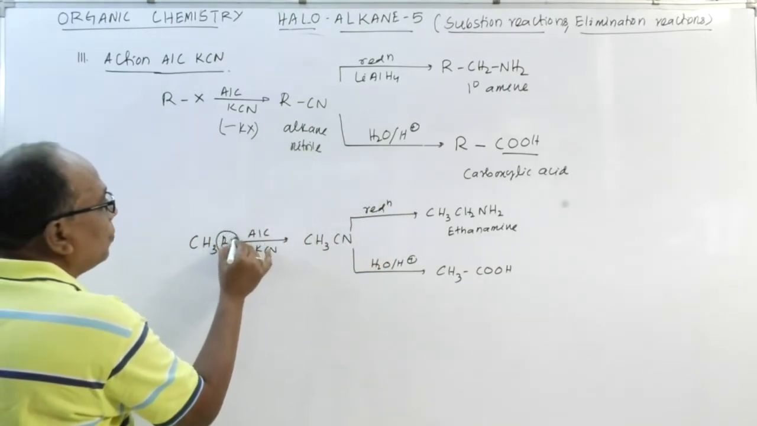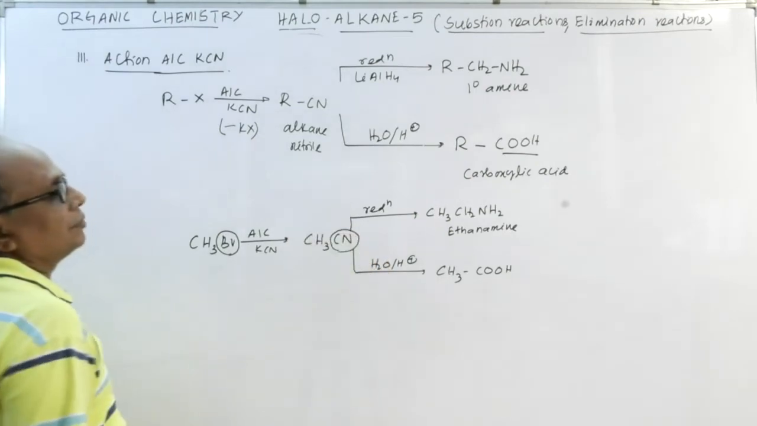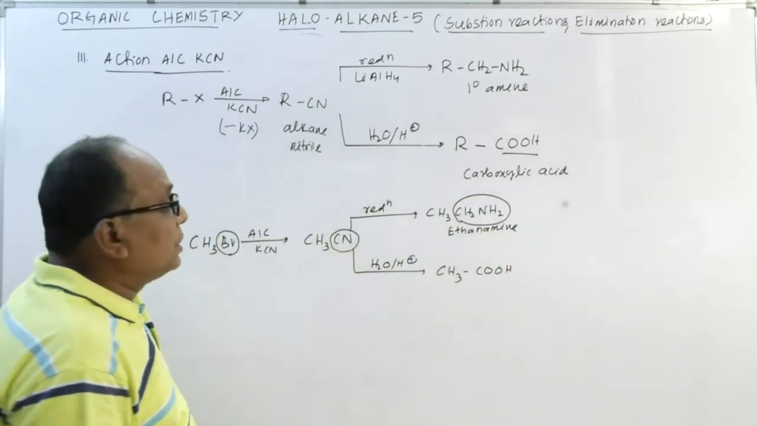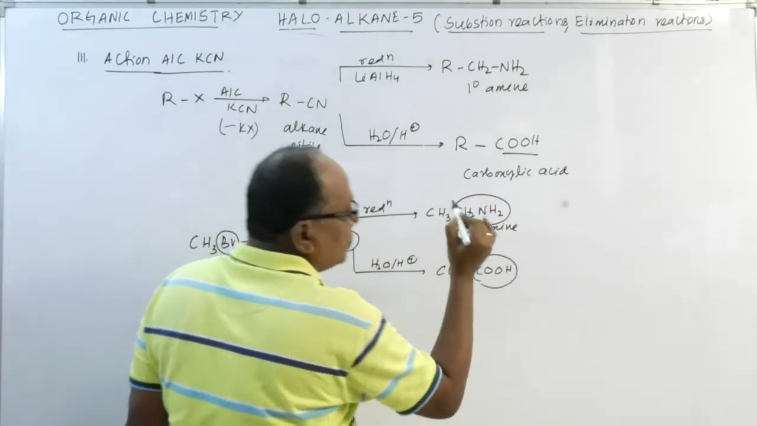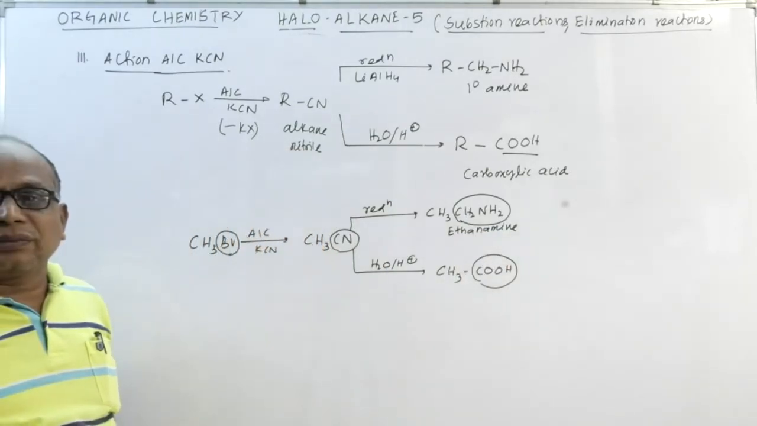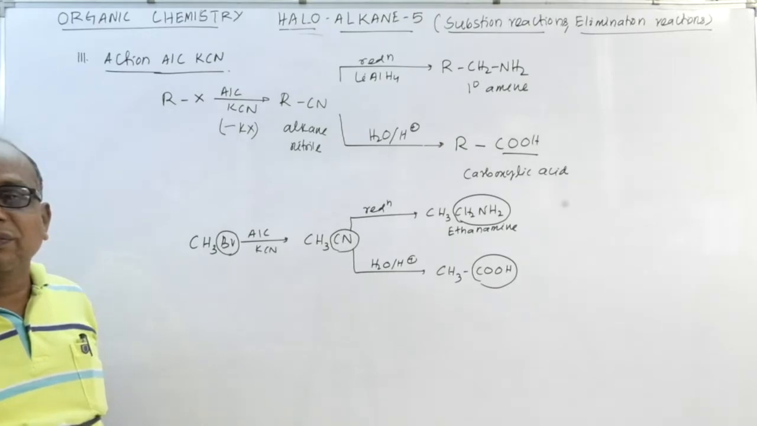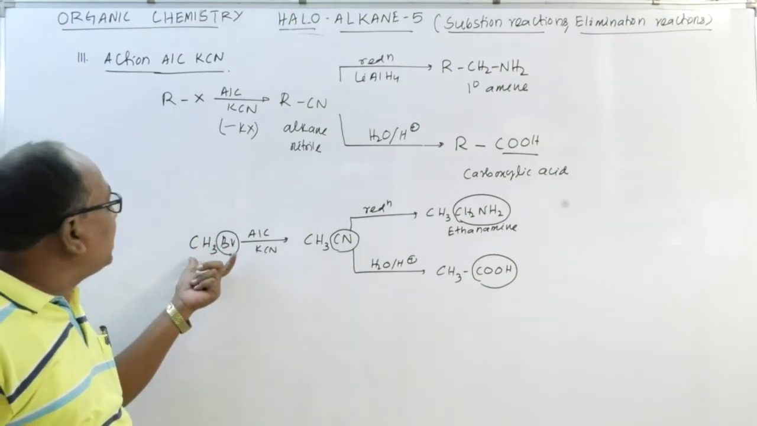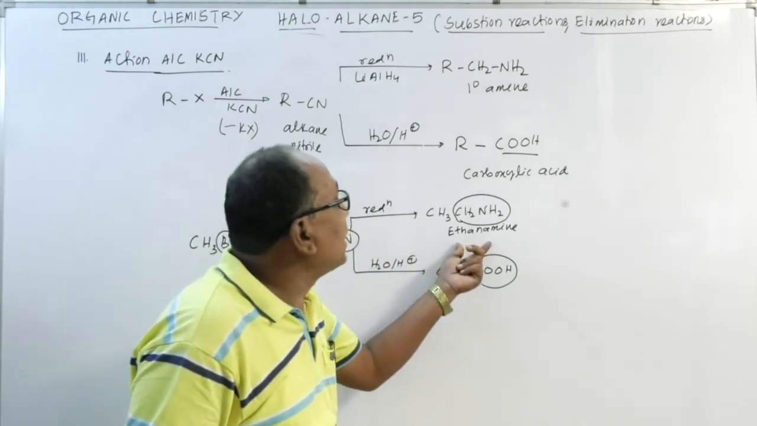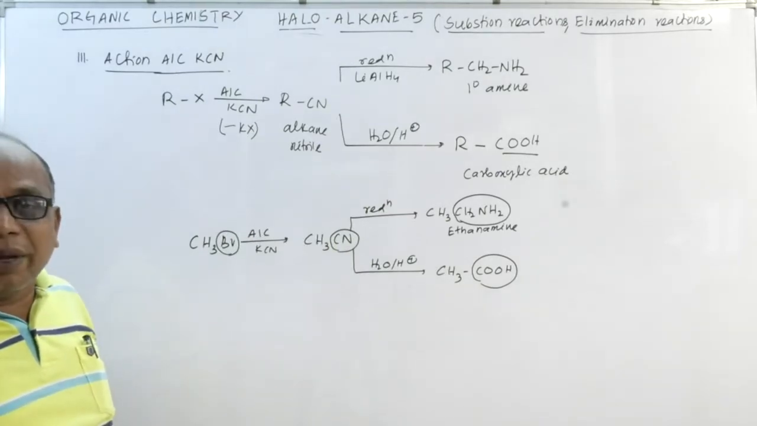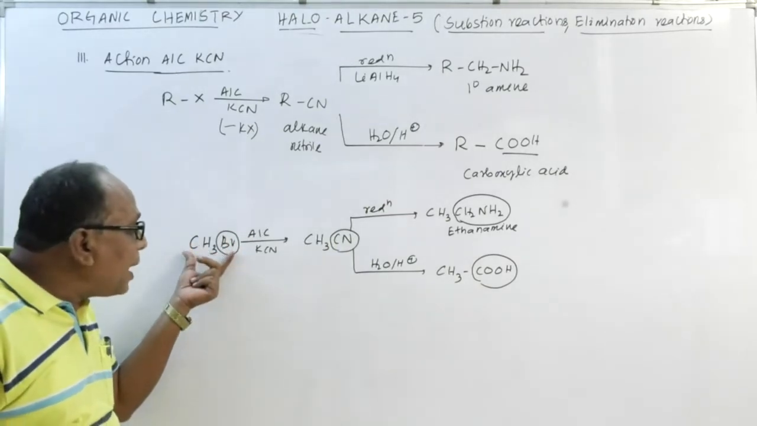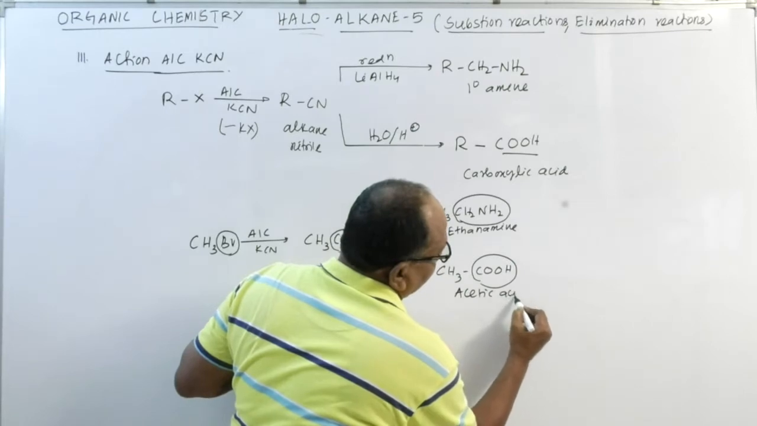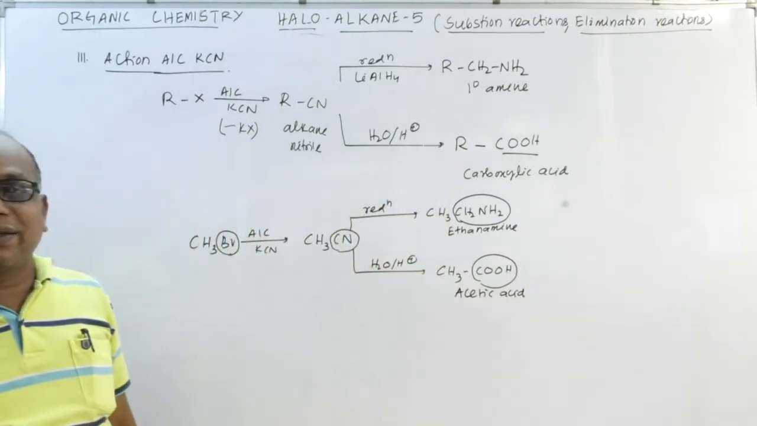So the Br group changes to CN. The CN group changes to CH2NH2 on reduction, and the CN group also changes to COOH on hydrolysis. So you see what we learn here: methyl bromide can be converted into ethylamine, ethanamine. Methyl bromide can be converted to acetic acid. This is what? Acetic acid.